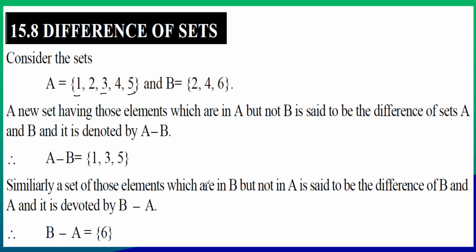Similarly, a set of those elements which are in B but not in A is said to be the difference of B and A, and it's denoted by B minus A. When we say B minus A, all elements of B that is not in A. Ano naman yung mga elements ng B na wala kay A? So, ibig sabihin, magkaiba klase ng A minus B and B minus A. Kasi B minus A, all elements ni B na wala kay A. So, dito, 2, meron kay A. 4 na kay A din. 6, wala kay A. So, therefore, B minus A, we have 6.